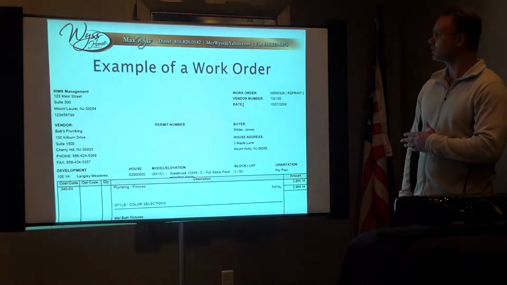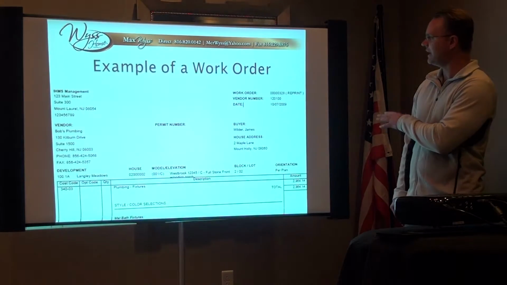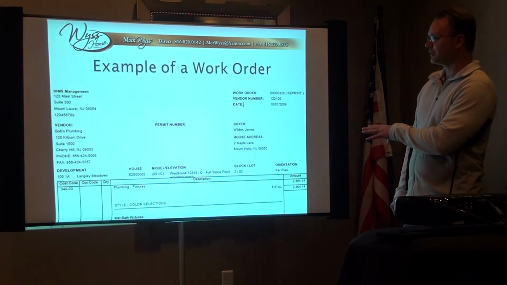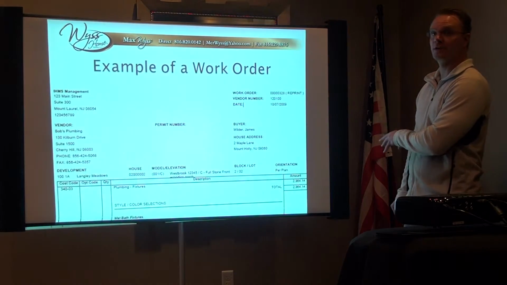This is an example of a work order. Here you can see the work order number that you will have issued, the date it was issued, the house address, and a brief description of the agreed upon work for each job and the price that we agreed upon.